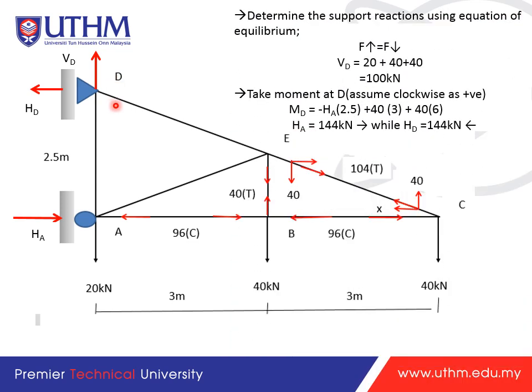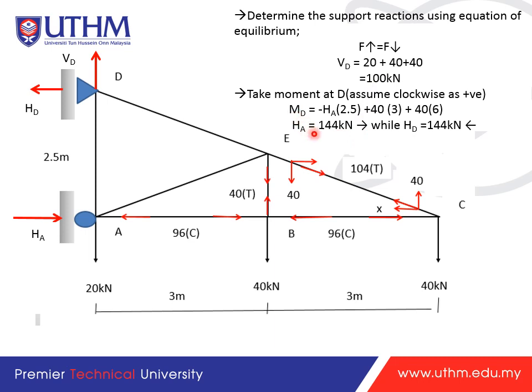So we take the moment. Okay, determine the support reactions using equations of equilibrium. We know that the forces upwards equal the forces downwards. So from this one, we can see the external forces, 20 plus 40 plus 40. So the total will be 100. And upward, we only have VD. Right? We only have VD. So that's why VD will be equal to 100.